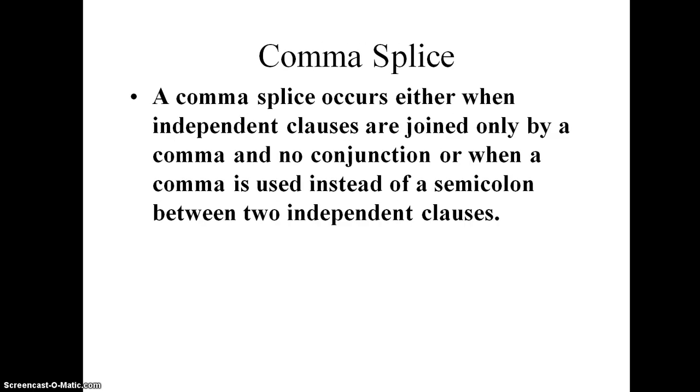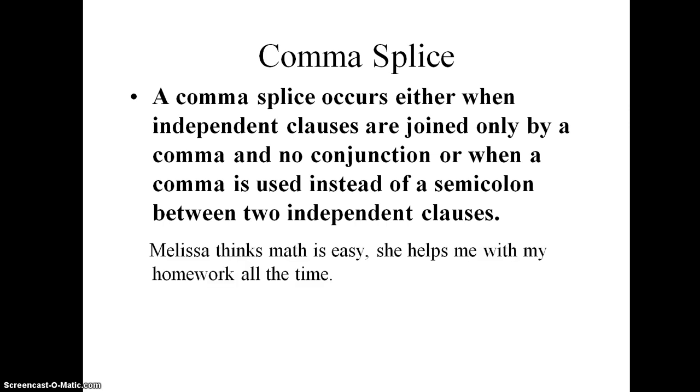Comma splice. Just to review this again, it's two independent clauses joined with a comma. And here's another example. Melissa thinks math is easy, comma, she helps me with my homework all the time. You need to use either a semicolon, a coordinating conjunction, or a subordinating conjunction to fix this sentence. Because Melissa thinks math is easy, comma, she helps me with my homework all the time. Melissa thinks math is easy, semicolon, she helps me with my homework all the time. Or a coordinating conjunction. Melissa thinks math is easy, comma, and she helps me with my homework all the time.